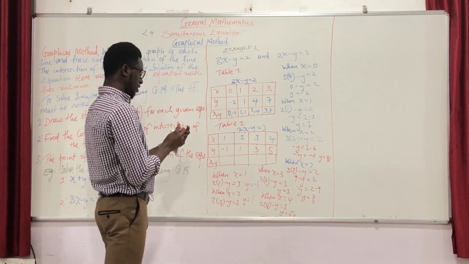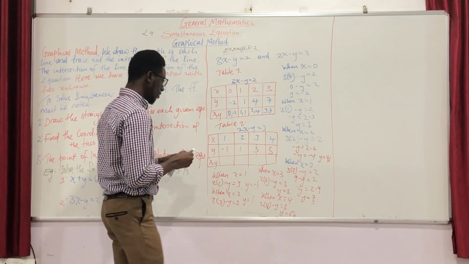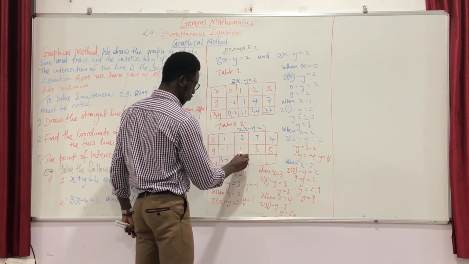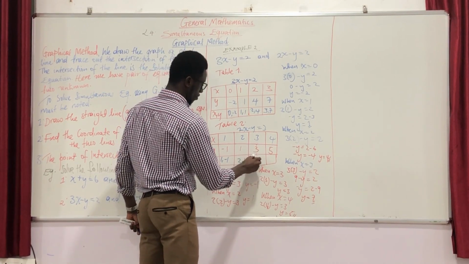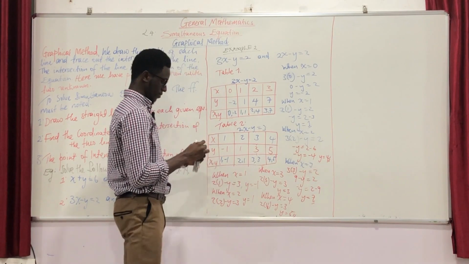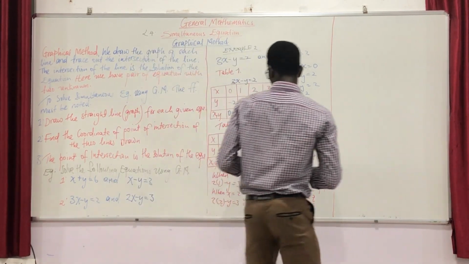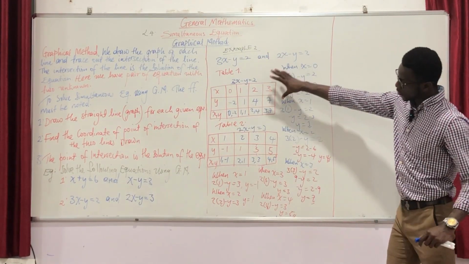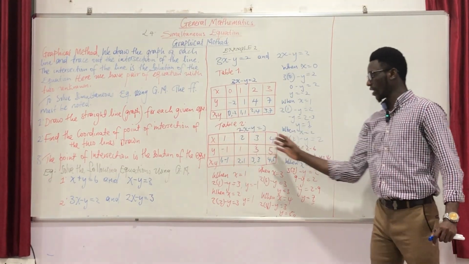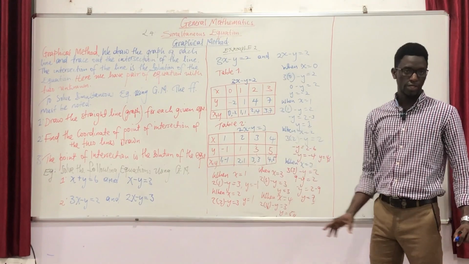So now our coordinates are: 1, comma minus 1. 2, comma 1. 3, comma 3. And 4, comma 5. As you can see here in the table, now we are going to draw our graph. We use these coordinates to plot our graph and find the solution of the equation.